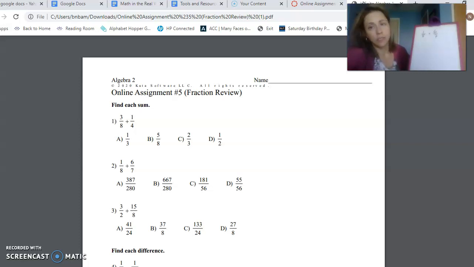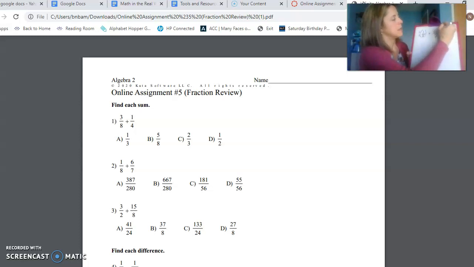You can list out all the multiples. But if you aren't too concerned with finding the lowest common multiple, or the lowest common denominator, you can always take this fraction and multiply it by this denominator, and then take this fraction and multiply it by this denominator. So that's what I'm going to do here. I'm going to take this fraction and multiply the top and the bottom by 7. And then I'm going to take this fraction, multiply the top and the bottom by 8.